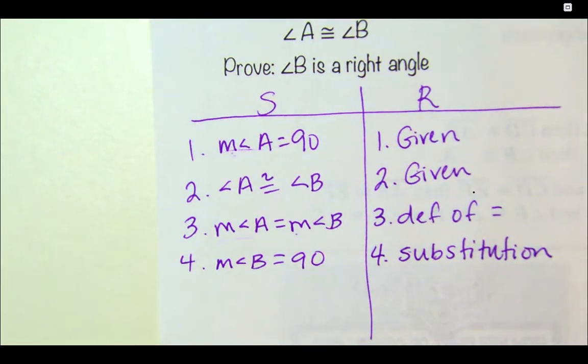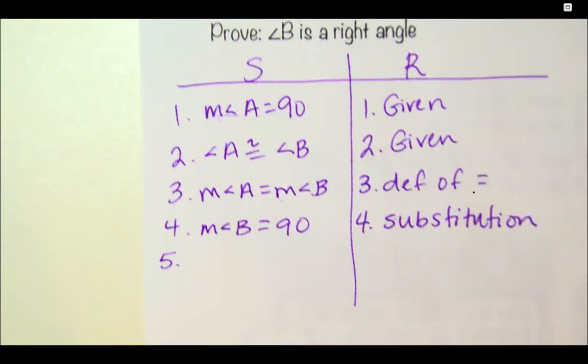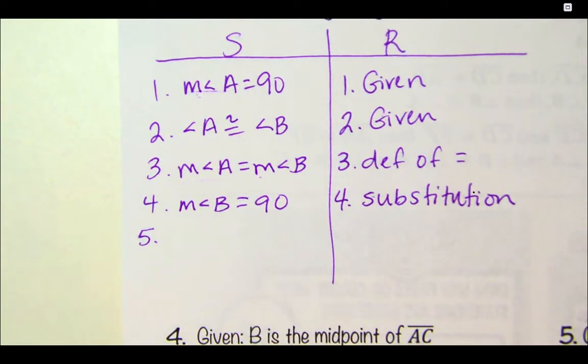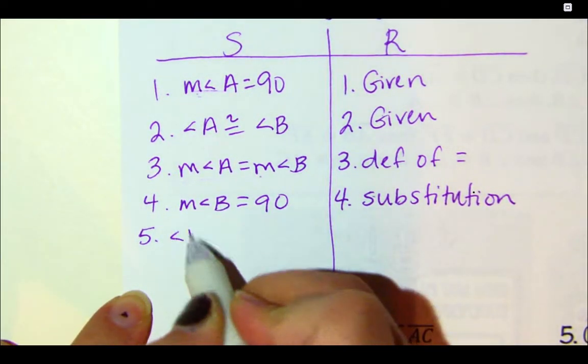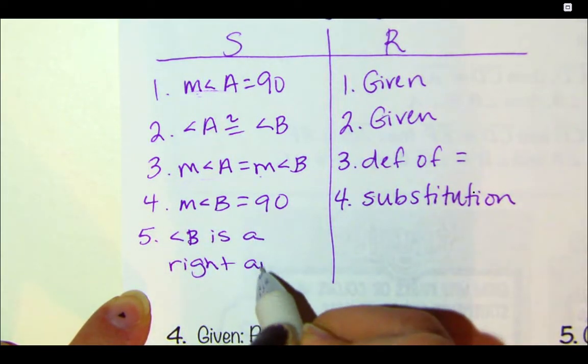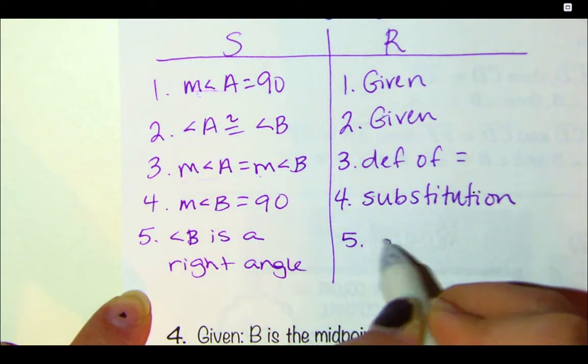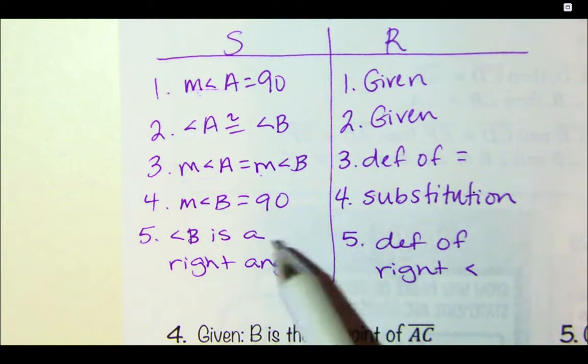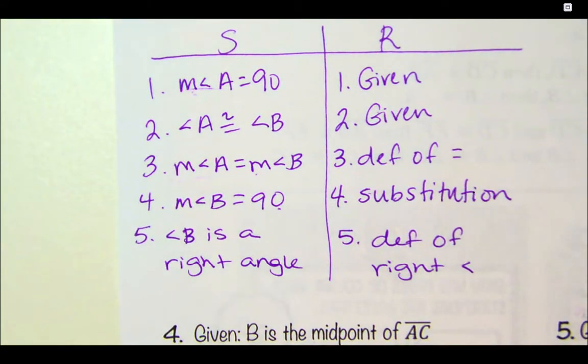Okay, what could we say now? Definition of right angle. Good. Yep. So we could say angle B is a right angle. Definition of right angle. Because it said if an angle is 90 degrees, which it was, then we could say it's a right angle.